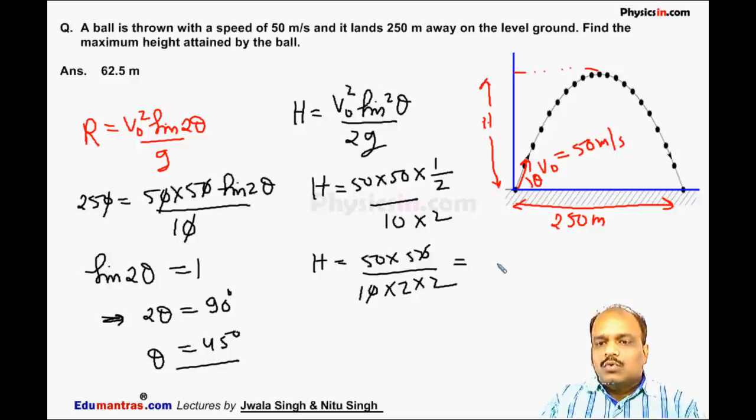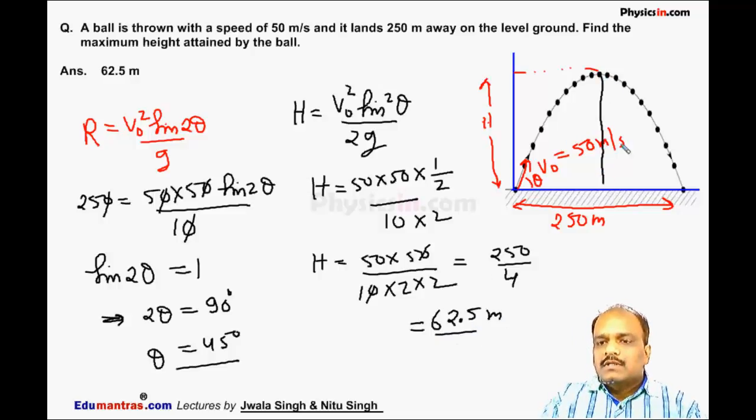So it is 250 divided by 4, that is equal to 62.5 meter. This is the maximum height attained by the ball. This height h is equal to 62.5 meter. This is the answer.